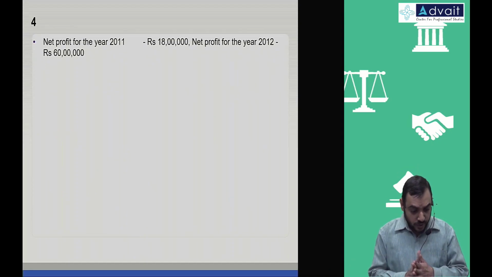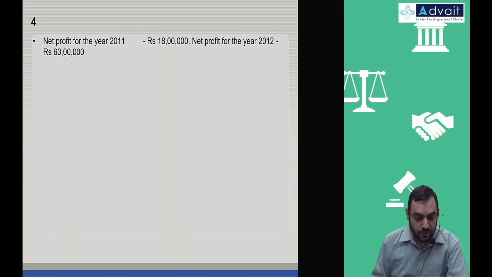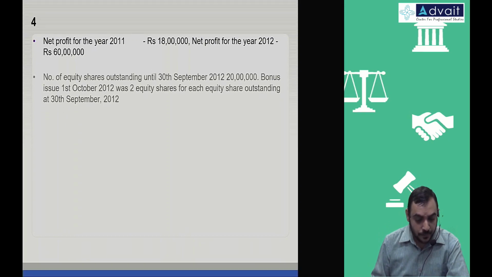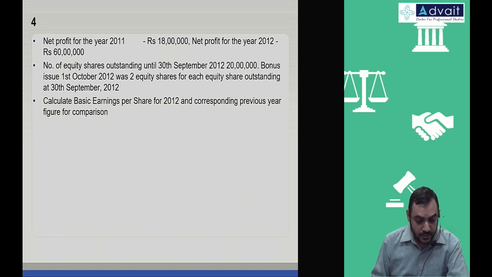So question number 4. Net profit for the year 2011 is 18 lakh, net profit for the year 2012 is 60 lakhs. Number of equity shares outstanding till 30th September was 20 lakh. Bonus issue on 1st October was 2 shares for each equity share outstanding on 30th September. Calculate the basic EPS and the corresponding previous year figure for comparison.